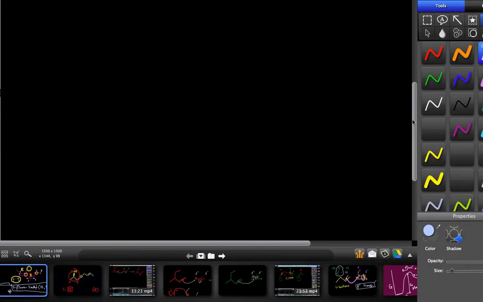Moving on to number 4. We are given a structure in the chair conformation.